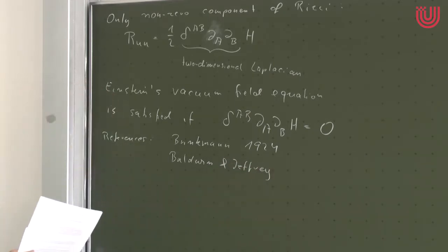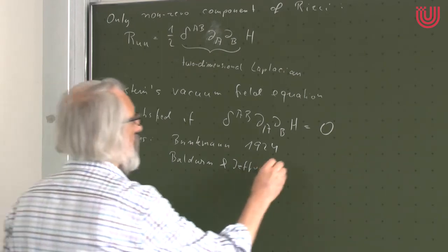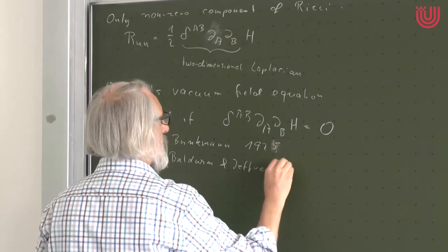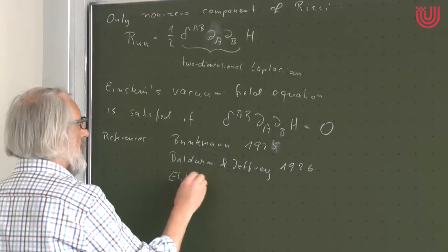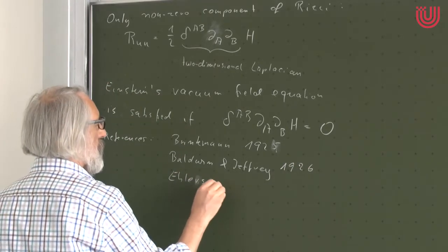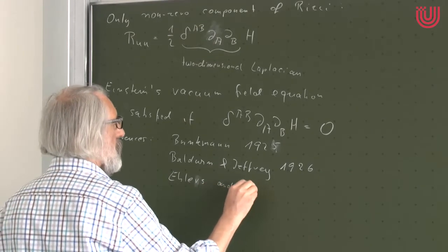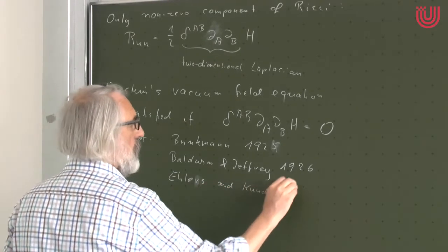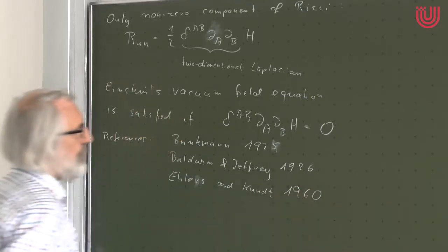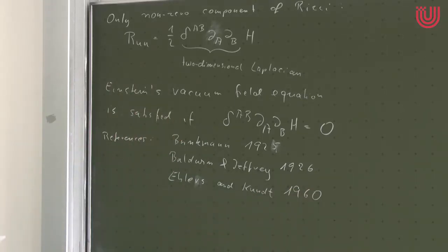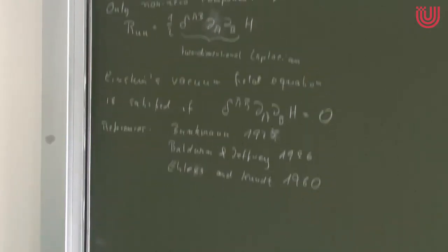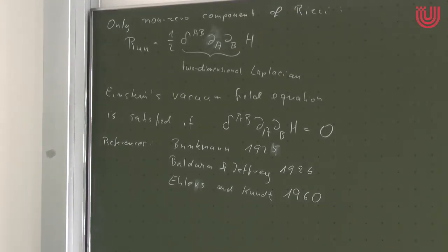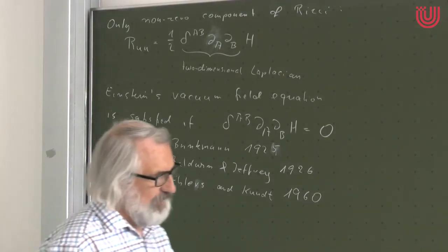Jeffrey, I think, is that the spelling? Yes, I think so. No, 25 was this, and this was 26. And then comes Ehlers and Kund. There are several papers by them, actually. This was around 1960. I think the first paper was 59, and then came other ones. So, yeah, we now have the opportunity to study gravitational waves in terms of exact solutions.